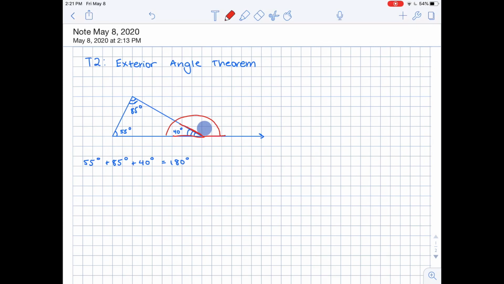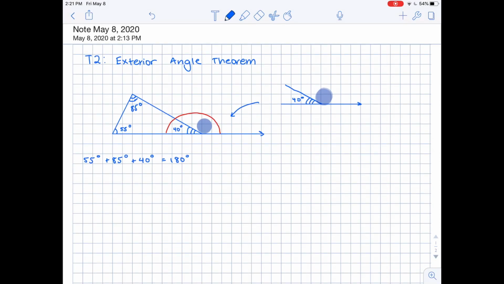Okay, so let me draw it again. This is a zoomed in version of what we're looking at here. Okay, so this right here, this is what we're looking at. Angle 3 is 40 degrees, and we don't know what this is right here.